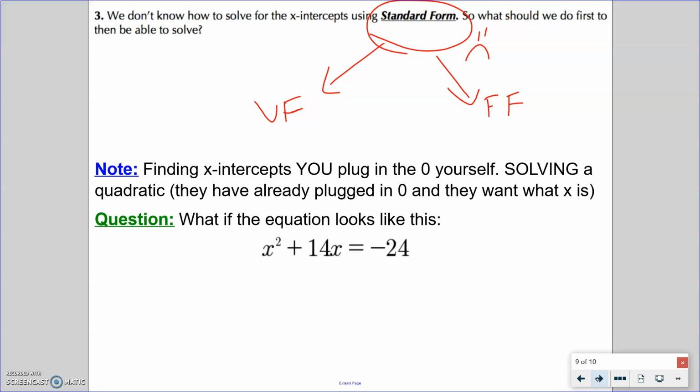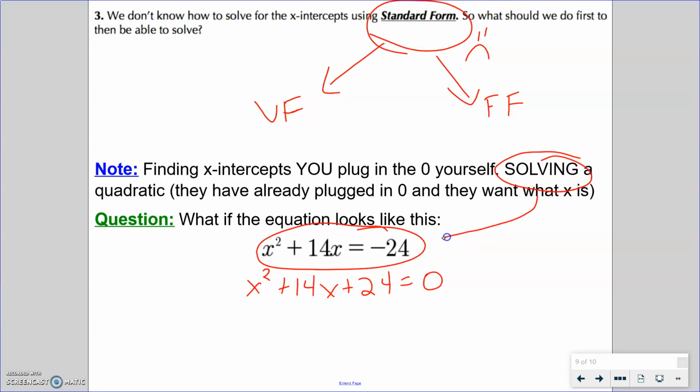So for example, let's look at this equation right here. There is no y. So it's like, okay, if I'm finding x-intercepts, there isn't a y for me to plug in 0. Well, what I want to do is set all this equal to 0. So I'm going to add that 24 to the left side. Notice how the 0 magically already appears. That's because we are going to solve this equation. Okay, so there's a difference.